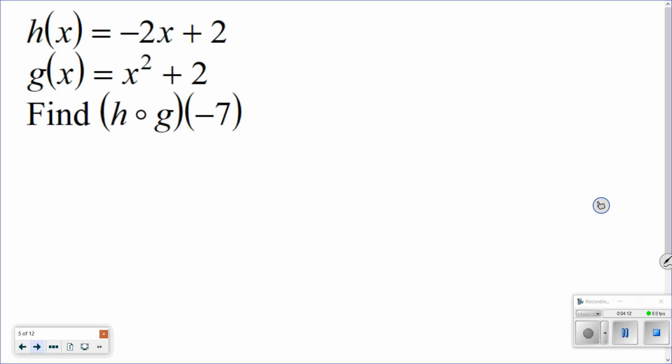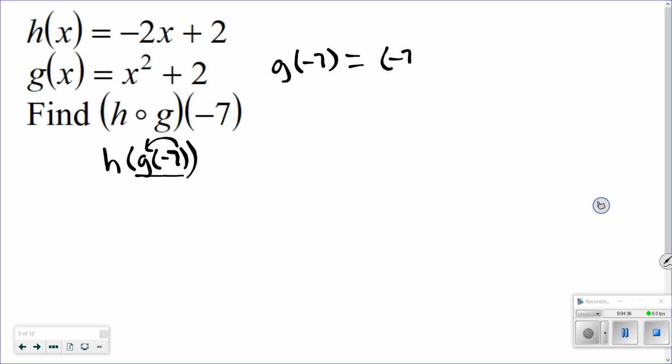So we're trying to find h of g of -7. Remember, I always start by rewriting it. So h of g of -7. Okay, start with the inside. What is g of -7 equal to? So come up to g and plug in -7. If I plug -7 into g, I get -7 squared plus 2. Remember what we talked about before: when you plug in -7, make sure you put it in parentheses if you're using your calculator. It should come out to be a positive 49. 49 plus 2 is 51.